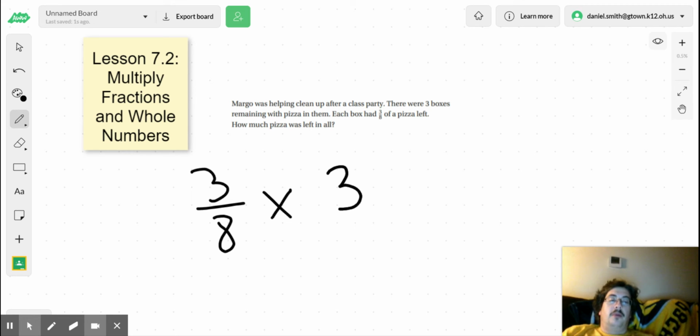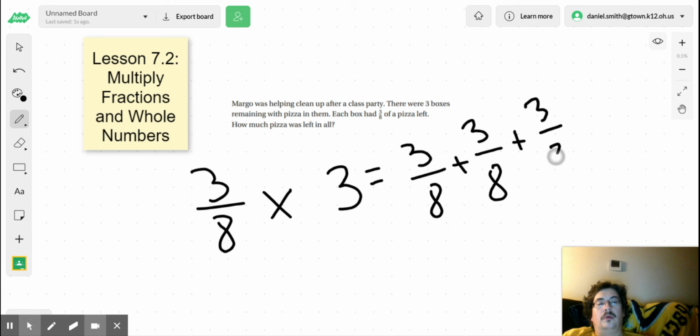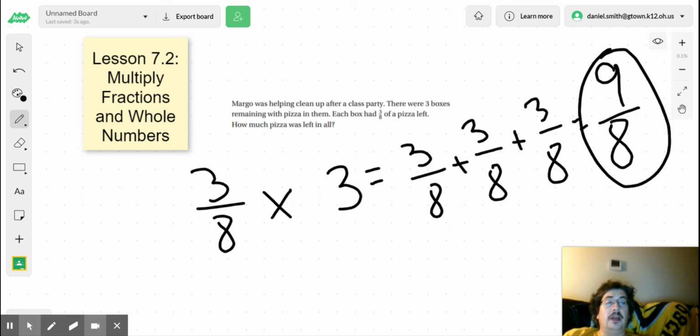If you guys remember, multiplication is really just repeated addition. And so in this case, 3/8 times 3 just means add 3/8 3 times. We know the 8 stays the same because we never add or subtract denominators. Then we add up our numerators, 3 plus 3 plus 3, and we get 9. So again, we get 9/8, or if you remember, it simplifies to 1 1/8. And so repeated addition is another strategy that you can use to solve this problem.